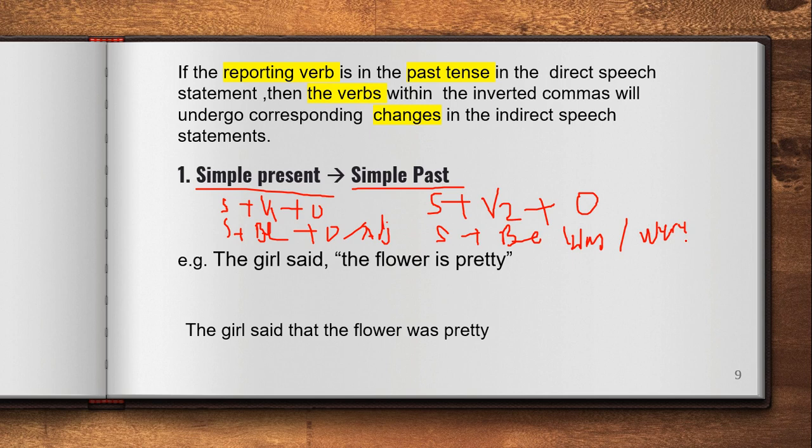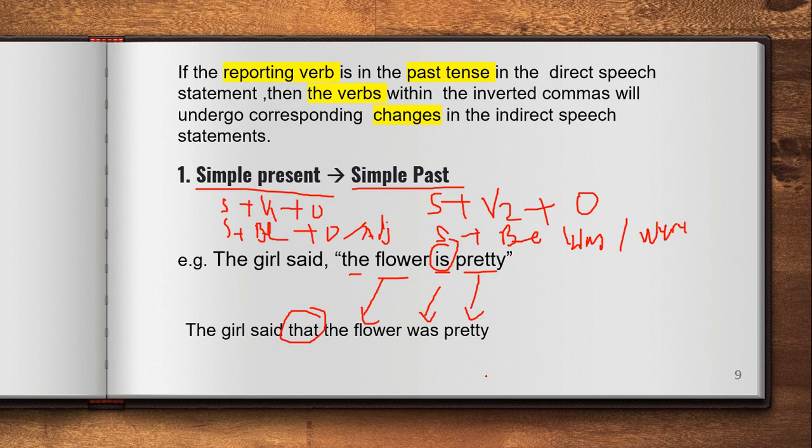Let's take a look at the example. This is the direct speech: The girl said, "The flower is pretty." Remember, if you want to change into indirect speech, you have to put "that" first. After that, you put "the flower" and change "is" to "was," pretty.